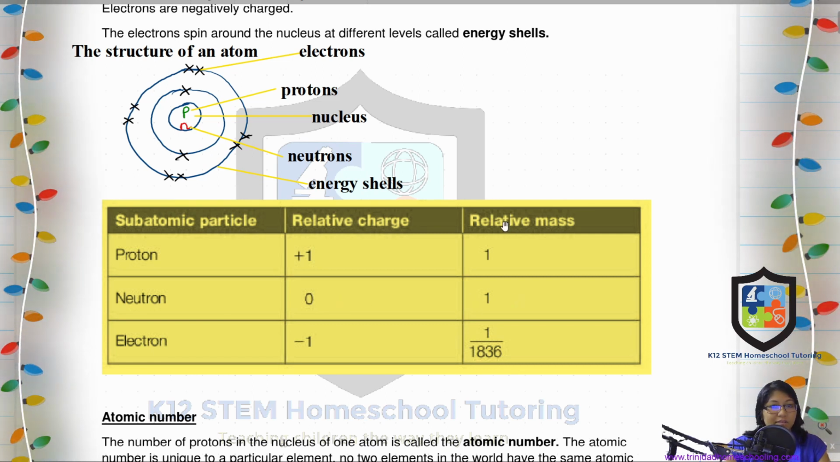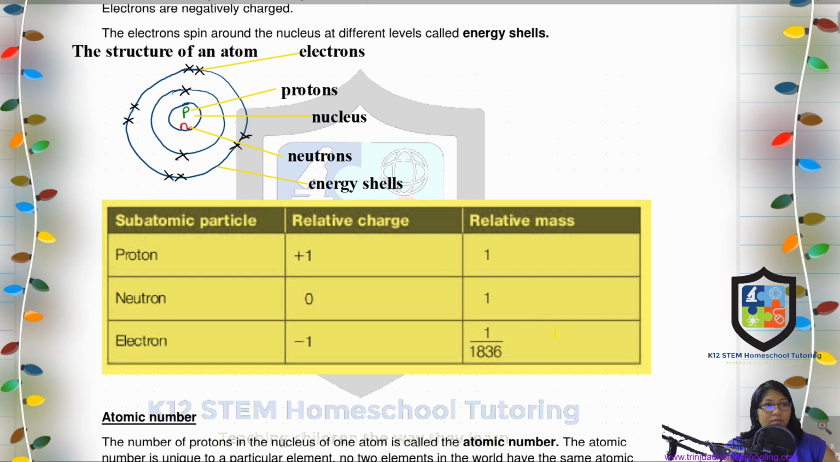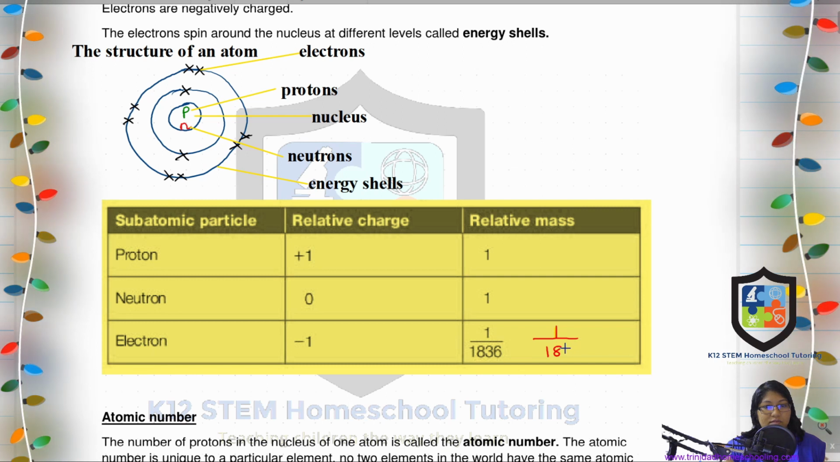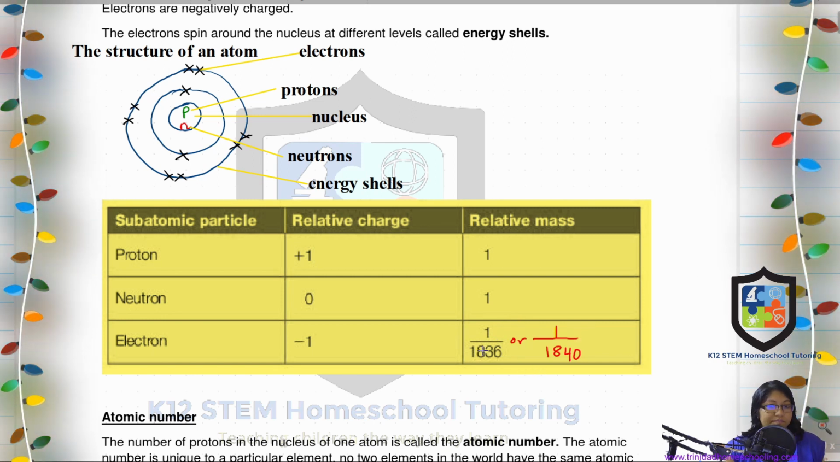Now, relative mass here, we would look at that on the other page. Electrons have a charge of -1, so it's a negative charge, and it has a mass of less than 1. As we could see, it's 1 divided by 1,836. Some textbooks or some teachers may round that off for you and say that the mass is 1 over 1,840. Okay, so either this value or this value can be used.